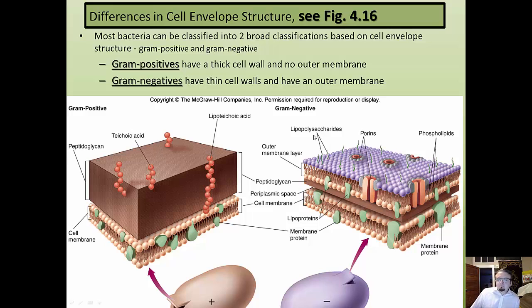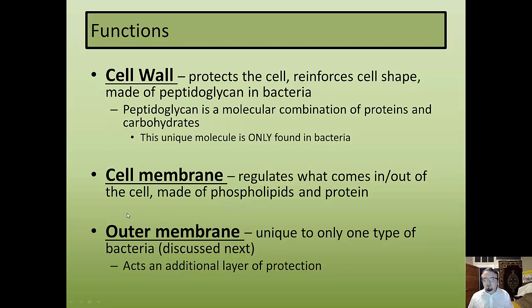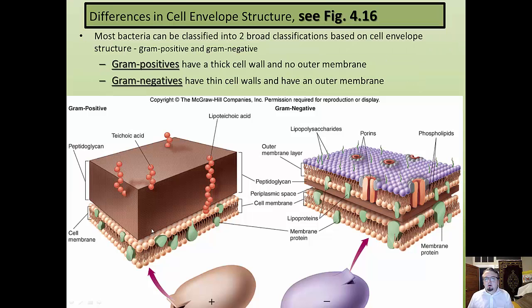Okay, so that's your difference between a gram positive and a gram negative. And these are the things that you want to look at. What are the layers? So recognize the cell envelope has three layers. What are some of the basic characteristics of each? And then what's the difference between a gram positive and a gram negative? Okay.